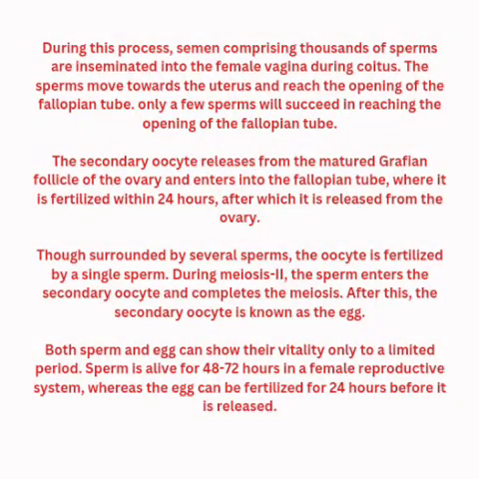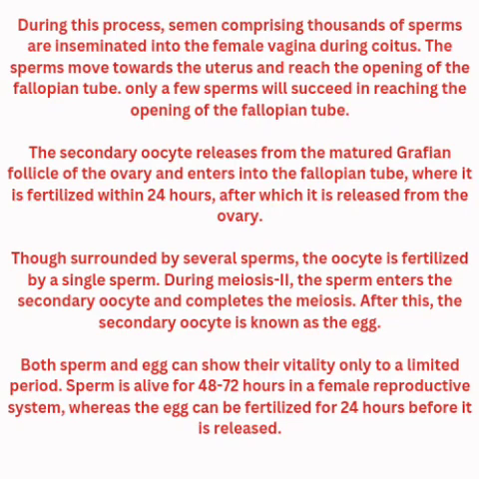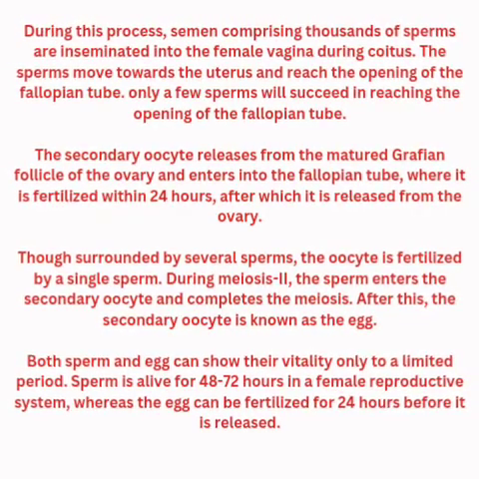The sperms move towards the uterus and reach the opening of the fallopian tube. Only a few sperms will succeed in reaching it. The secondary oocyte is released from the matured Graafian follicle of the ovary and enters the fallopian tube, where it is fertilized within 24 hours after it is released from the ovary.